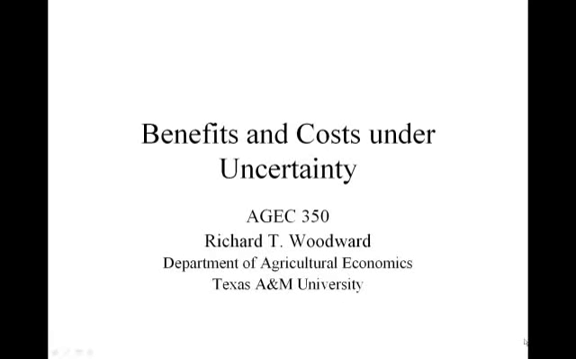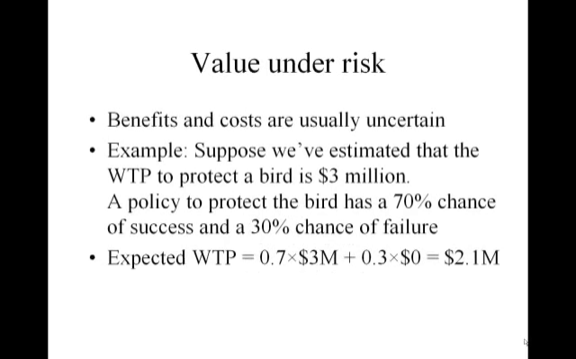Up until now in AGEC 350, we've basically assumed that benefits and costs are known, that if you do a project, you're going to get so much benefits with certainty, or you're going to pay the costs with certainty. But of course, in reality, benefits and costs are usually uncertain. So let's consider an example of how we might deal with this uncertainty.